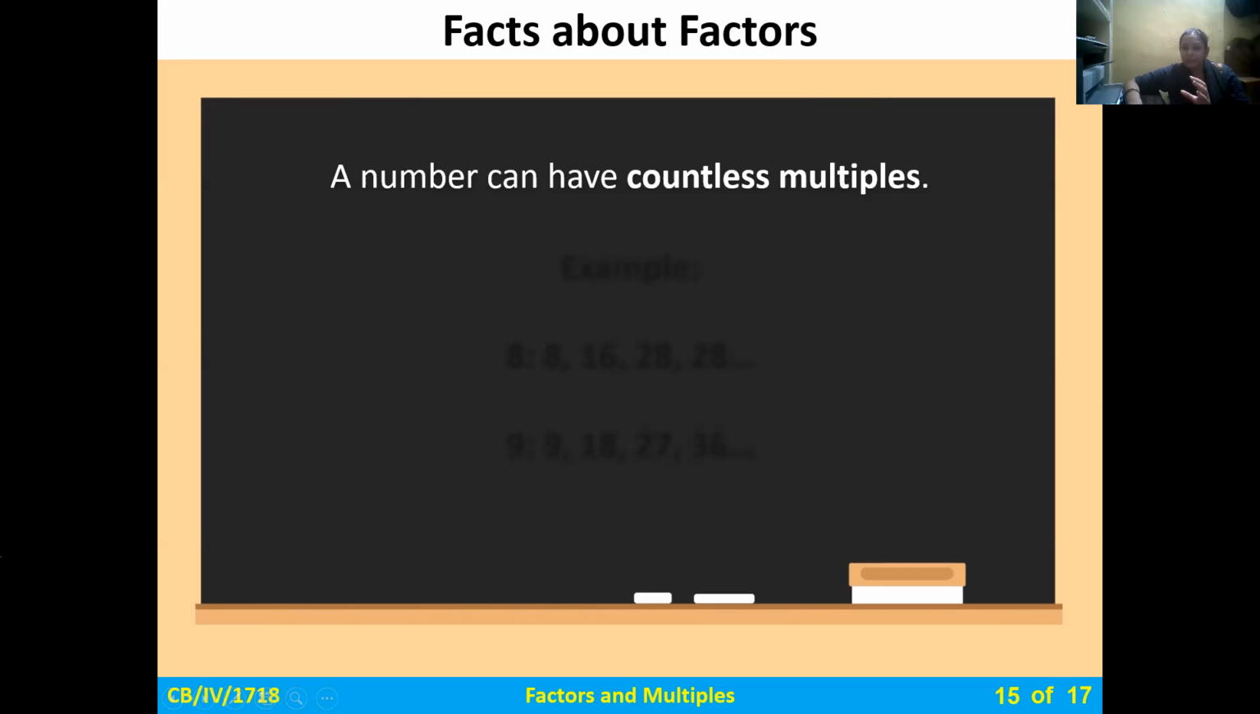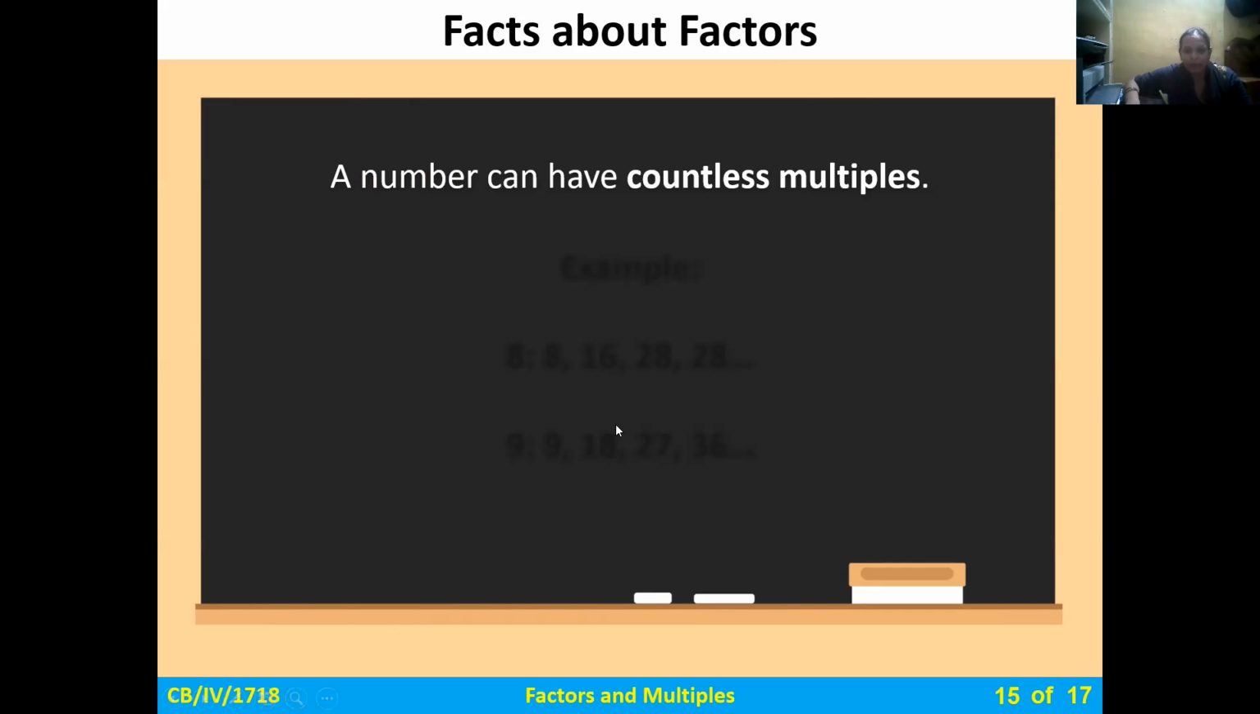But if you keep on multiplying a given number by 1, 2, 3, 4, 5, 6, 7, 8, 9, 10, 11, 12, you will get a countless number of multiples. So there are countless multiples of one number, right?